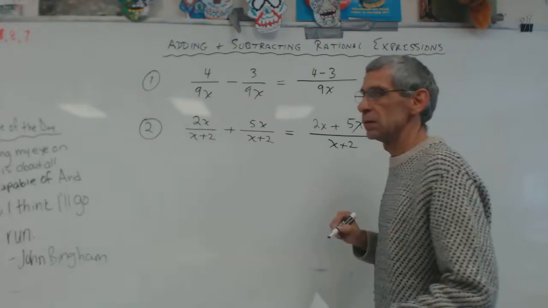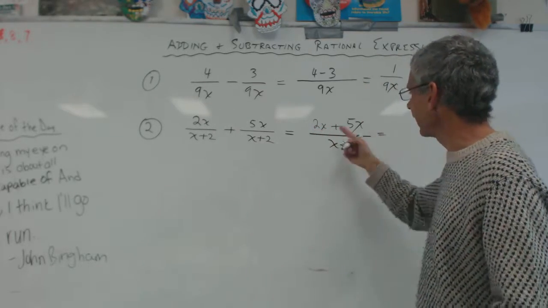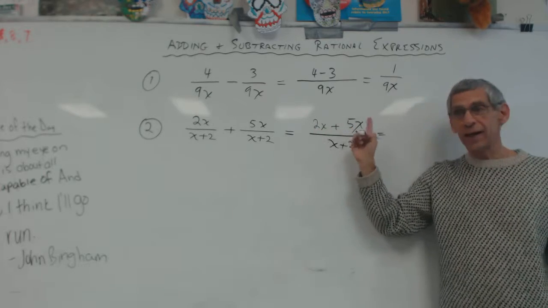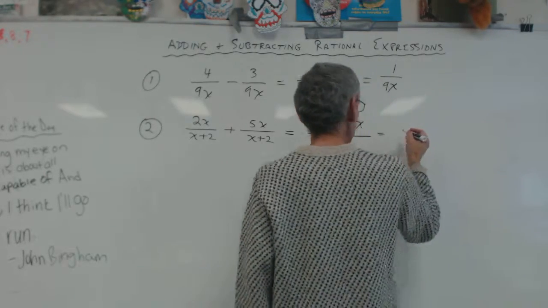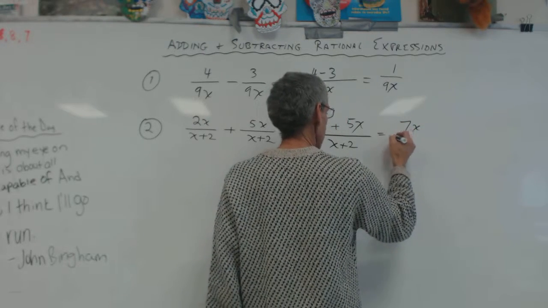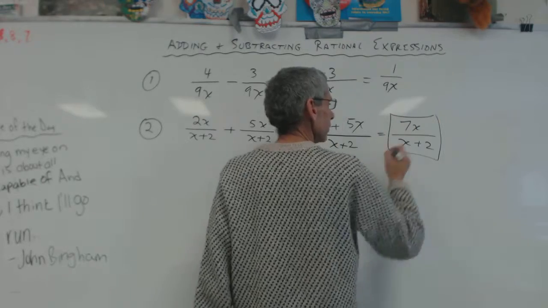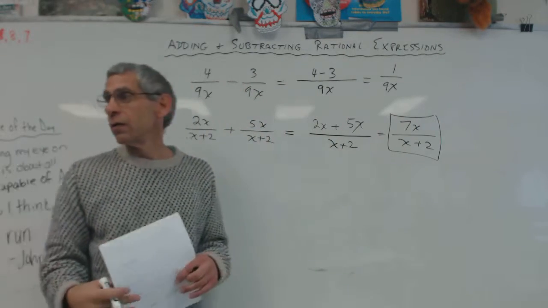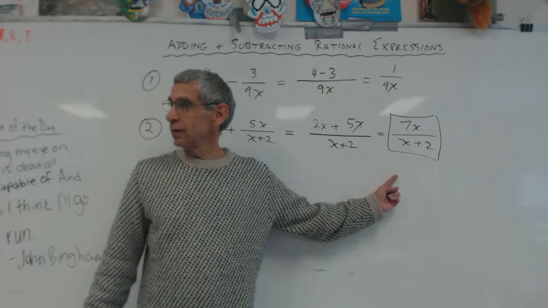You could add the 2x and the 5x. Oh my God, that's right, you can do that. These are like terms, right? So I get 2x plus 5x, that's 7x over x plus 2. Holy smokes, look at that. Now everybody agrees that that's the answer, right?